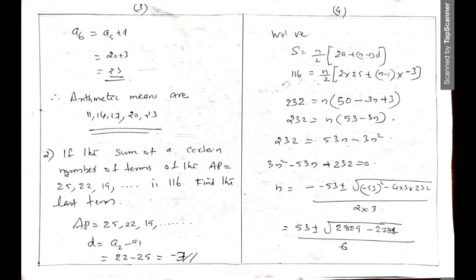Next question. The sum of a certain number of terms of the AP 25, 22, 19, etc. is 116. Find the last term. So an AP is given with the numbers 25, 22, 19, and below that the common difference is 22 minus 25, that is minus 3. You are also given that the sum of this AP is 116.